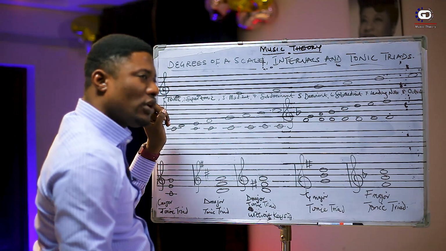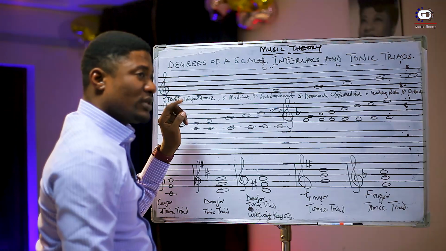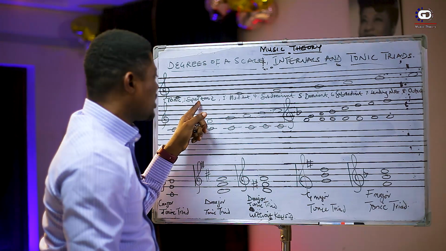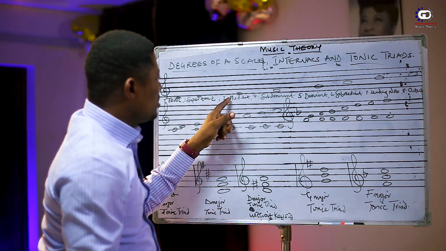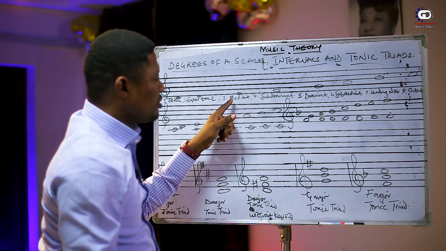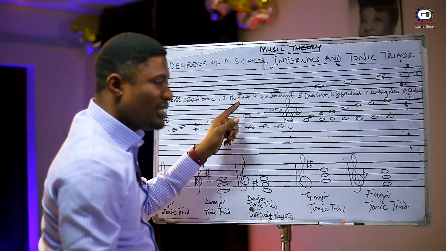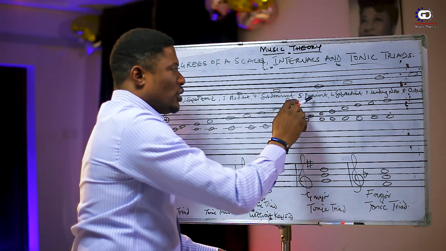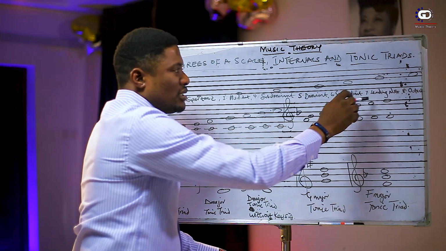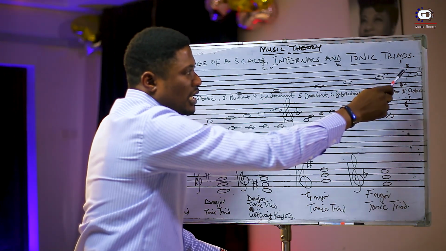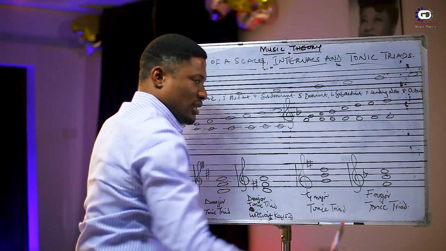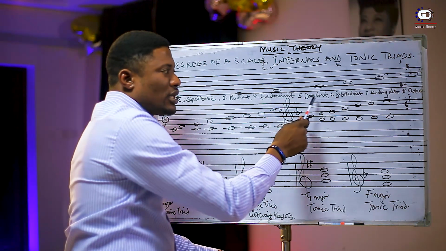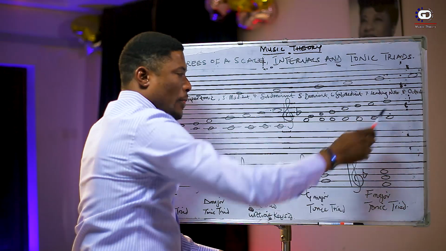So for instance, in the key of C major, C is the first note of the scale, and that's the tonic. D is the second note of the scale, and that's supertonic. The third note of the scale of C major is E, but it is called mediant. The fourth note is called subdominant. The fifth one is called dominant. The sixth one is submediant. The seventh is leading note, and the eighth is called octave. So you have tonic, supertonic, mediant, subdominant, dominant, submediant, leading note, and octave.